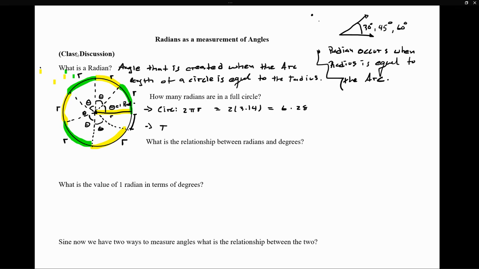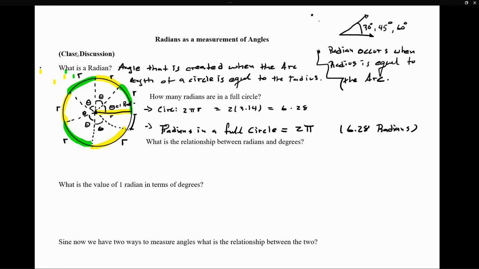Well, that should be the same amount of r's that we were able to fit in the circumference of the circle. So the radians in a full circle, it's equivalent to 2 pi, which again is about 6.28 radians. But notice that this is an approximation. We want to always use exact values. So we're going to say that in a full circle, I can fit 2 pi of those radians.